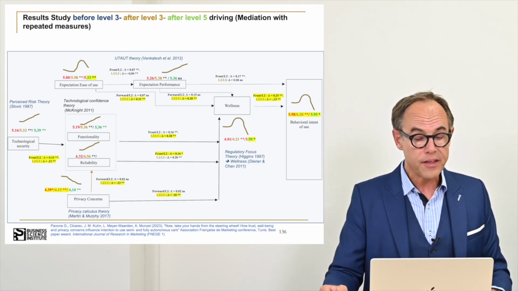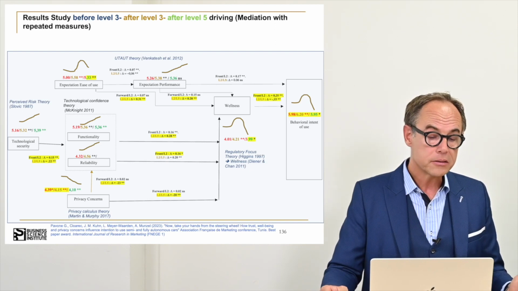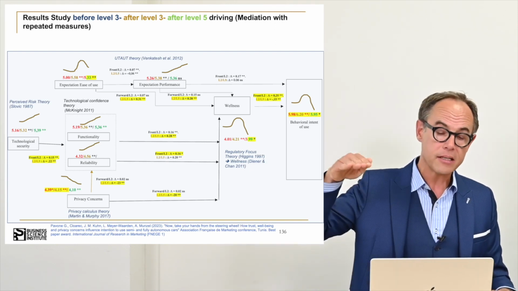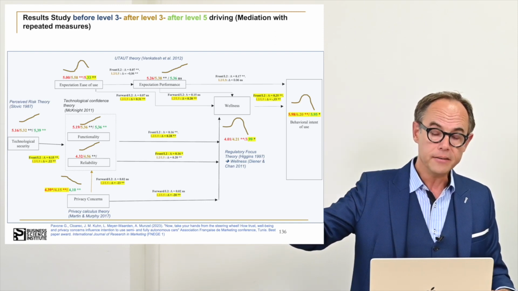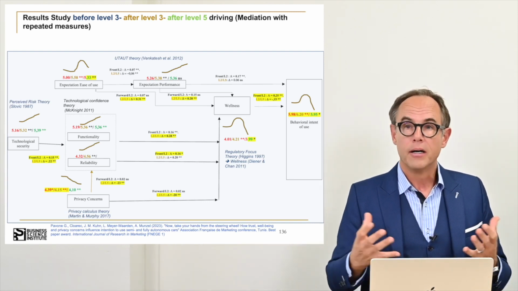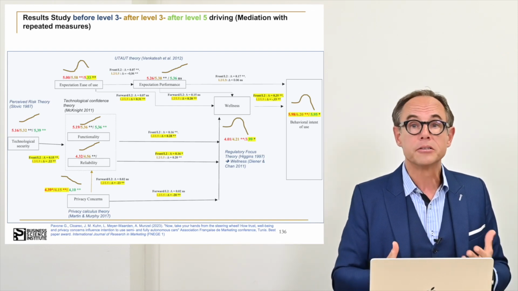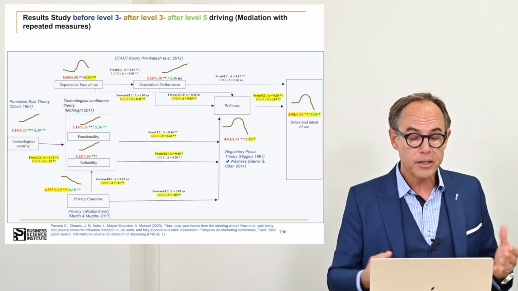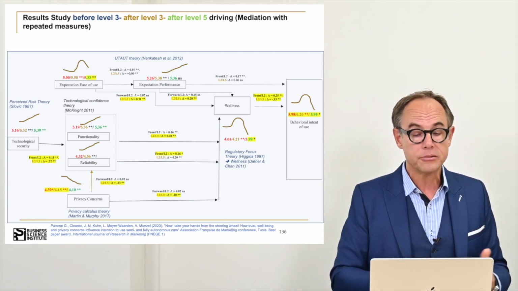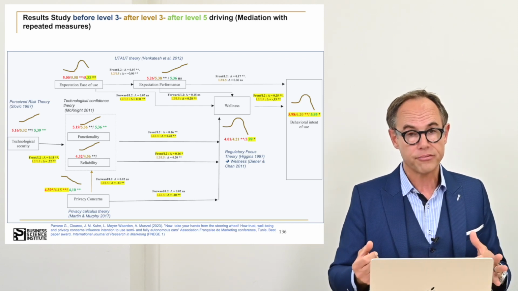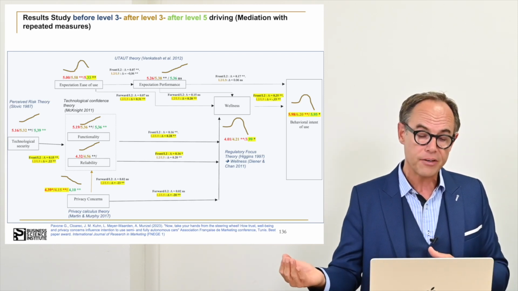You can also see that actually technology trust increases until level 3 and decreases after driving level 5. So, showing that people are not really ready to drive fully autonomous cars. Also, you can see that the well-being is increasing continuously until level 3 and is decreasing after level 5.